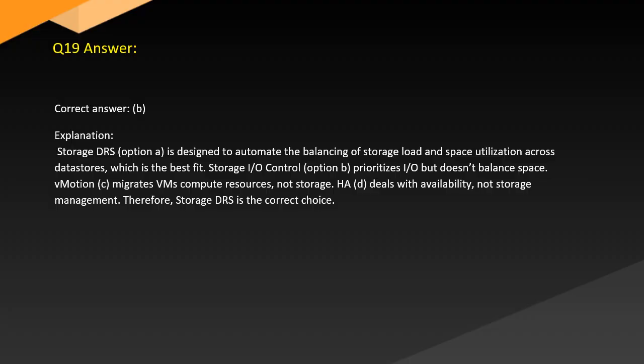Answer. Correct answer, B. Explanation. Storage DRS, option A, is designed to automate the balancing of storage load and space utilization across datastores, which is the best fit. Storage I/O Control, option B, prioritizes I/O but doesn't balance space. vMotion, C, migrates VM compute resources, not storage. D deals with availability, not storage management. Therefore, Storage DRS is the correct choice.